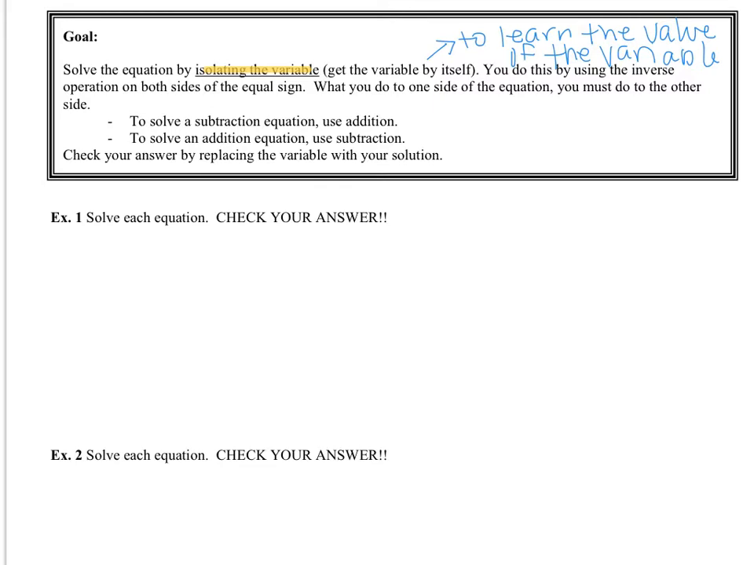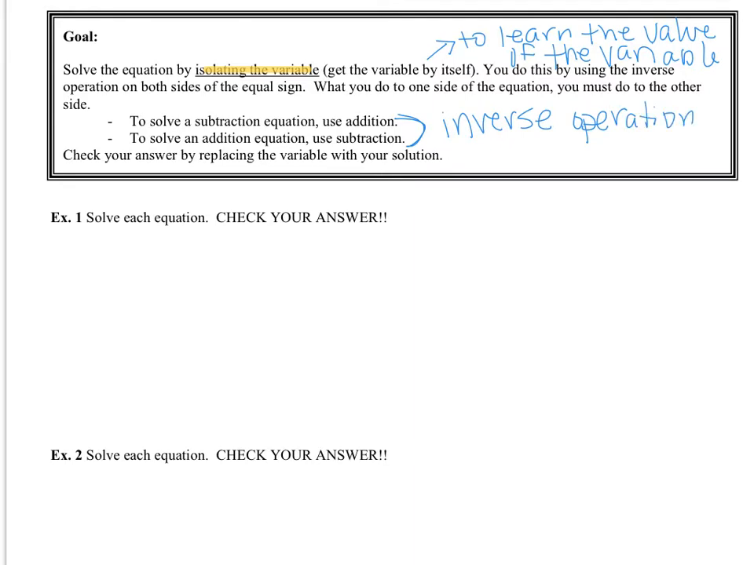So we are going to isolate the variable by using the inverse operation. It's all so much fun. Okay, so the examples of inverse operations are listed here below. To solve a subtraction problem, you add. To solve an addition equation, you subtract. Okay, so those are your examples of inverse operations. Sorry, I'm not very good with this fancy pen.